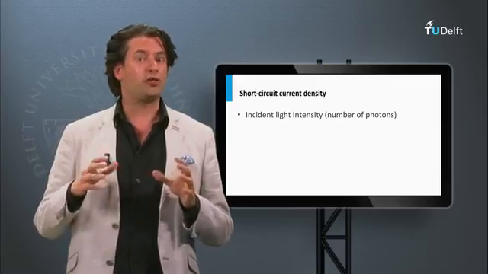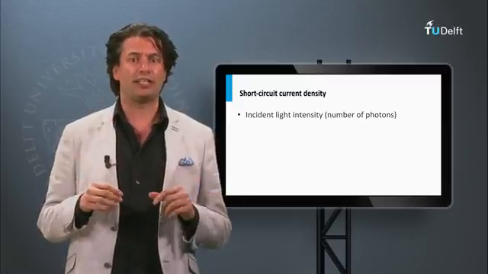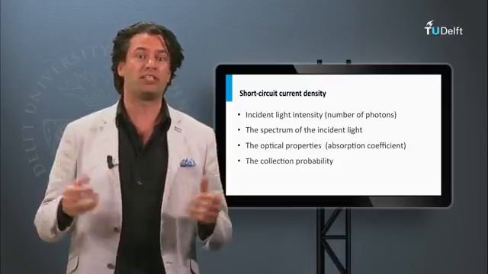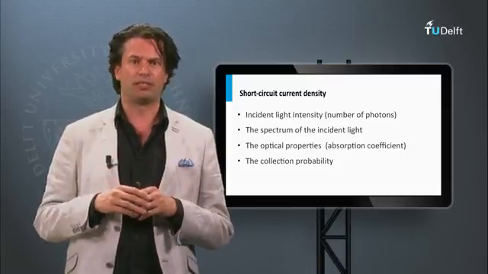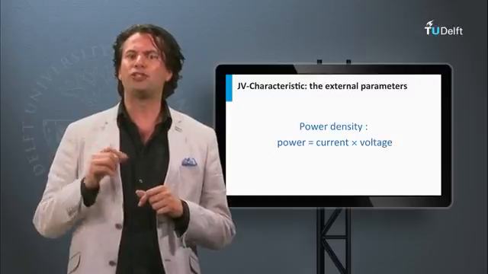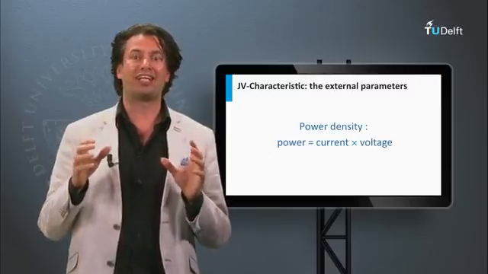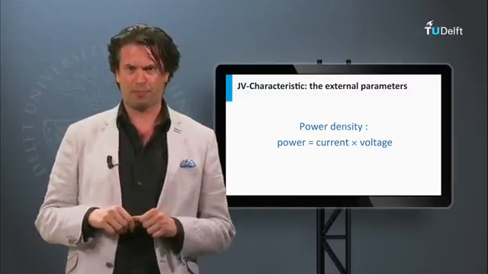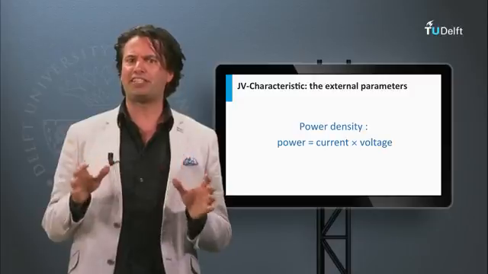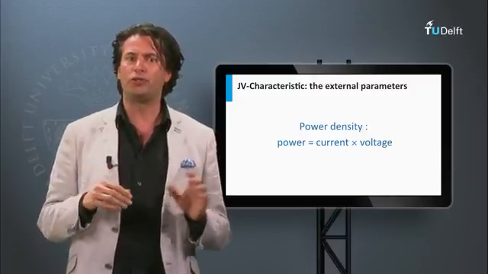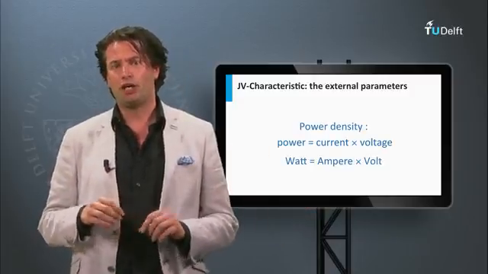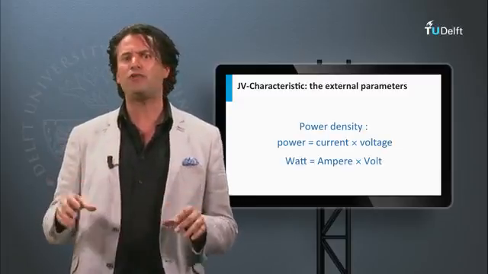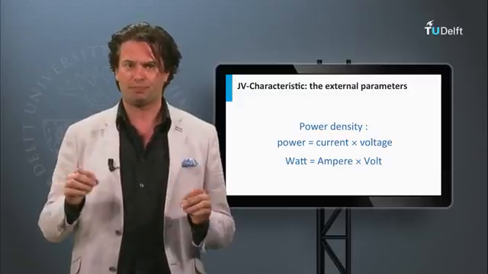The short circuit current density depends on several factors like the incident light intensity, the spectrum of the incident light, the optical properties, and the collection probability. Now we would like to know how much power a solar cell can deliver and how power is related to the JV curve. As you might know from your physics class, the power is equal to the current times the voltage. The unit for power is watt, and therefore is equal to ampere times volt.